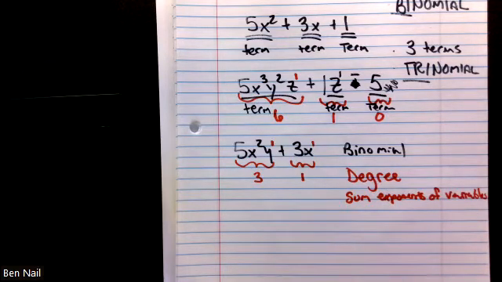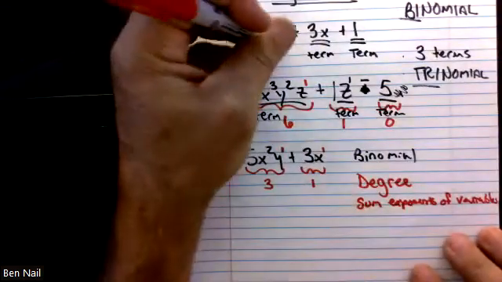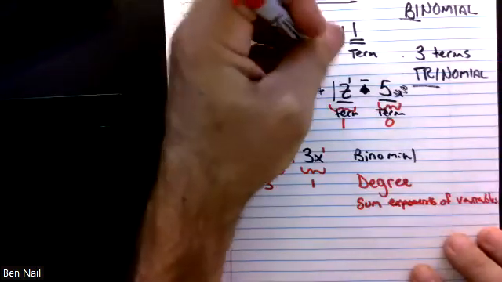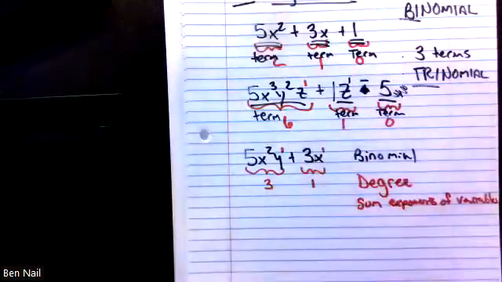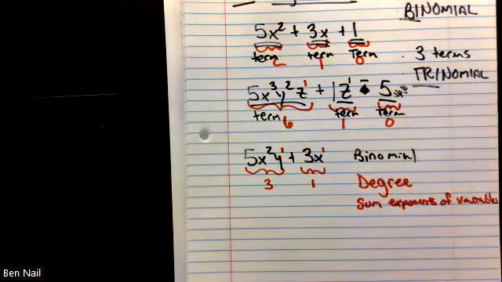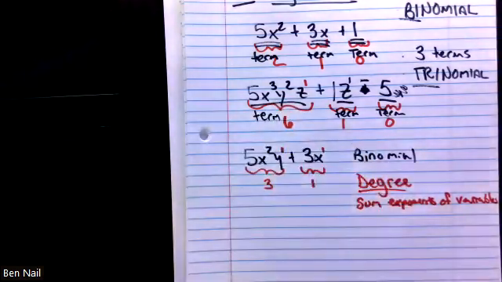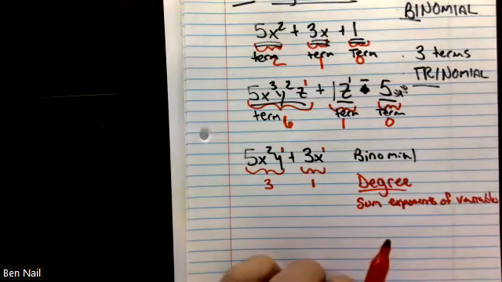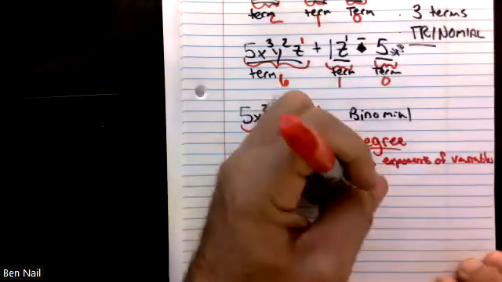Okay, so again, the degree is the sum of the exponents of the variables. So this one would have a degree of 2, this one would have a degree of 1, this one would have a degree of 0. Each term of a polynomial will have a degree. You can also have the degree of the polynomial.